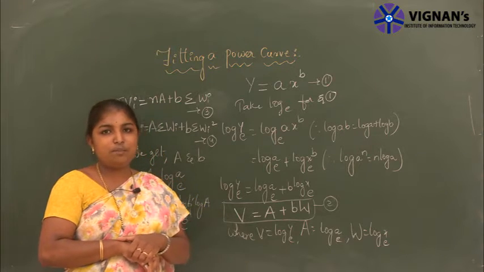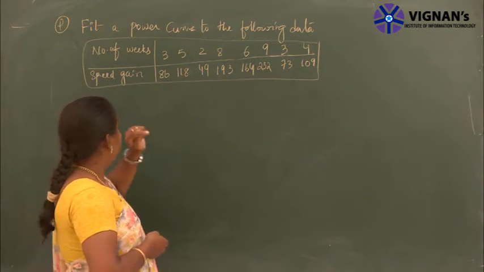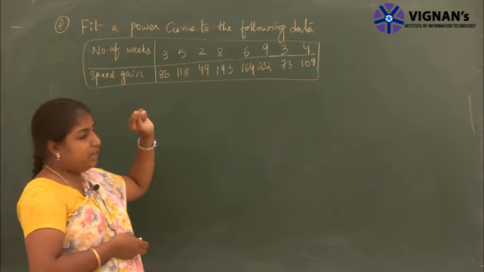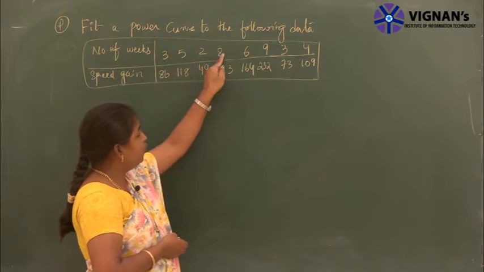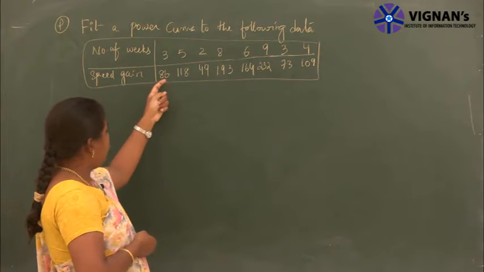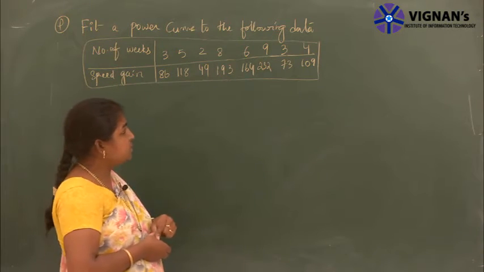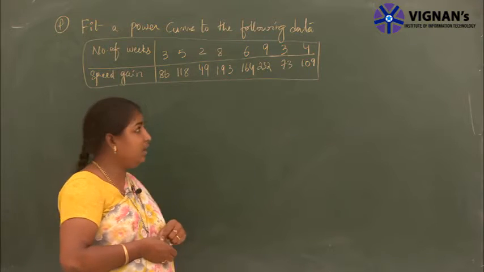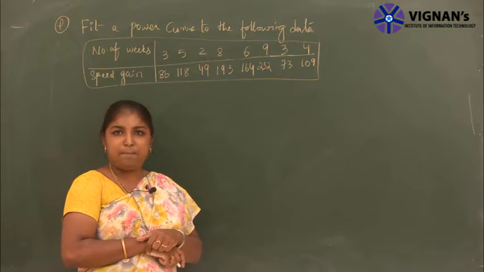Next we do problems on the power curve. Fit a power curve to the following data. The given data is number of hours: 3, 5, 2, 8, 6, 9, 3, 4, and speed gain is 86, 118, 49, 193, 164, 232, 73 and 109. Now we want to fit a power curve.